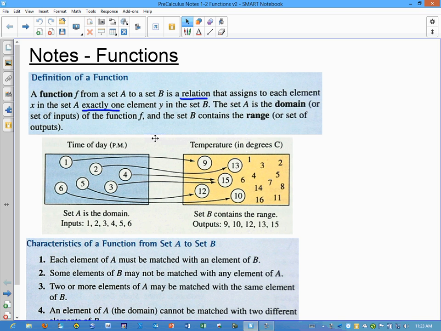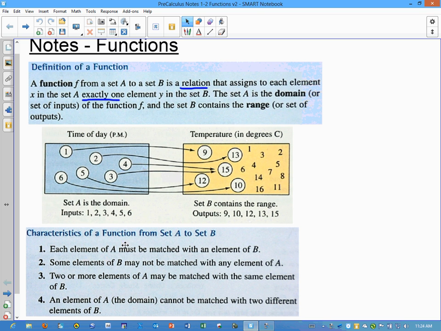It's basically a relationship between two variables. One of your variables will be the independent variable, which will be your input, so it belongs to the domain, and the other variable will be the dependent variable, which will be the output. Now, there are some characteristics that must happen in order to call a relation a function.